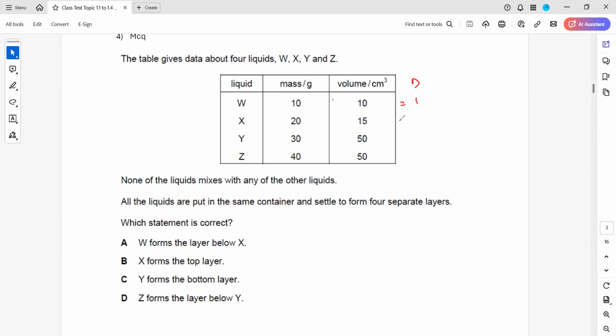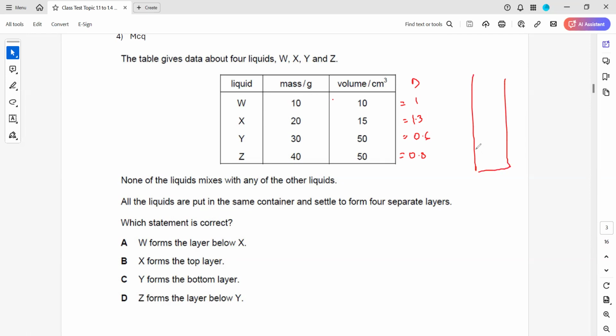For the density of liquid X, it will be mass, which is 20 divided by 15. That will be 1.33. And then the other one is 30 divided by 50, 0.6. And then we have 40 divided by 50, 0.8.